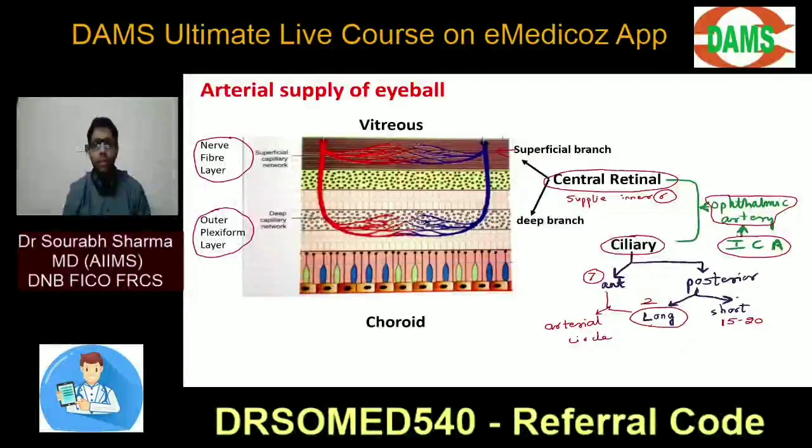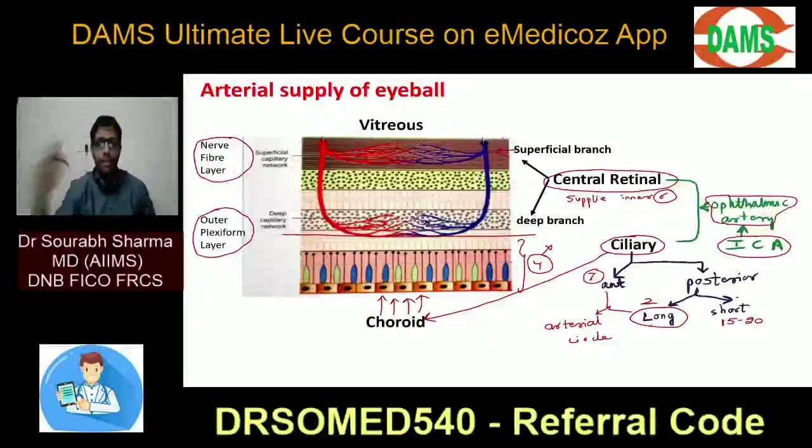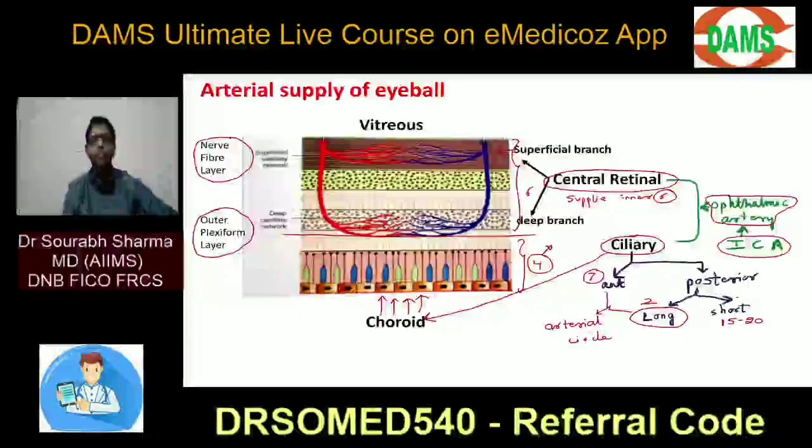Sir, what will happen to the outer 4 layers? The outer 4 layers do not have any blood supply. Then, sir, what? They get nutrition from the choroid; ciliary arteries are for the choroid. So the inner 6 layers are supplied by the central retinal artery, and the outer 4 layers get nutrition from the ciliary, choroidal vessels.